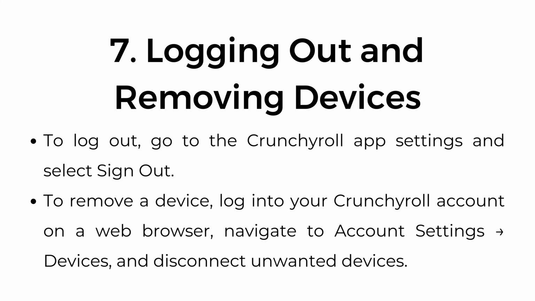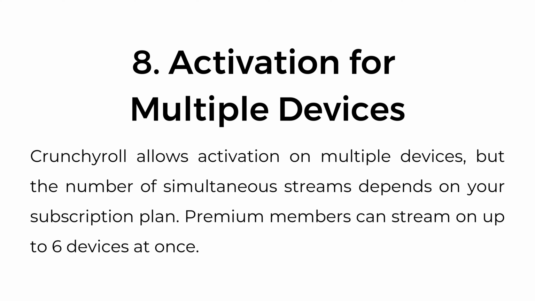7. Logging out and removing devices. To log out, go to the Crunchyroll app settings and select Sign Out. To remove a device, log into your Crunchyroll account on a web browser, navigate to Account Settings, then Devices, and disconnect unwanted devices.